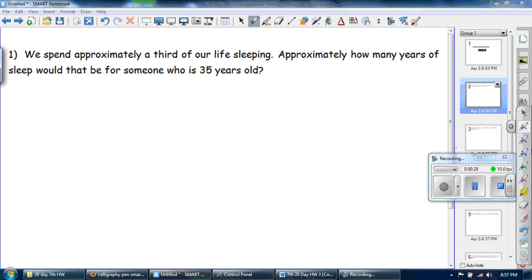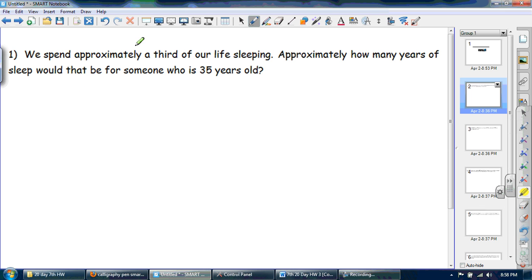So first question says we spend approximately a third of our life sleeping. That hasn't changed. We're still looking at 1/3. How many years would that be for someone who is now 35 years old? Remember we talked about how we can set this up as a proportion, comparing time we spend sleeping compared to our total time spent alive.